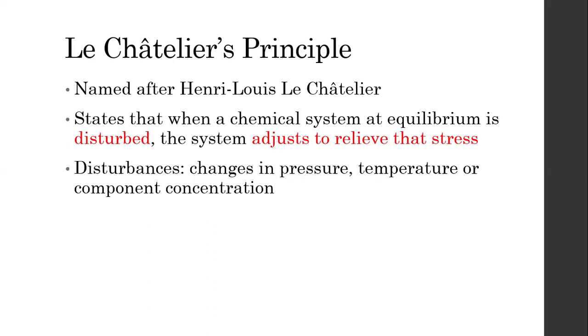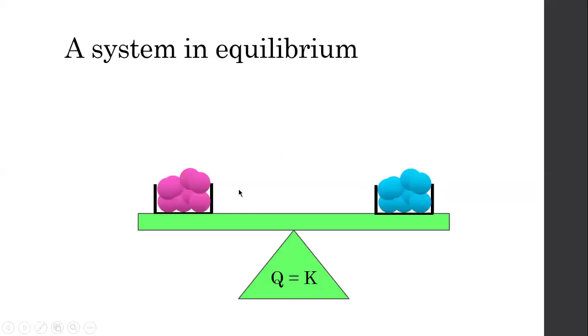So what are the disturbances that could happen in a system already at equilibrium? These disturbances can be in the form of change in pressure, change in temperature, or change in component concentration. To illustrate the point, let's look at a system at equilibrium. When you have a system at equilibrium, it means that our Q is already equal to K, right? And I'm showing here a seesaw as an illustration.